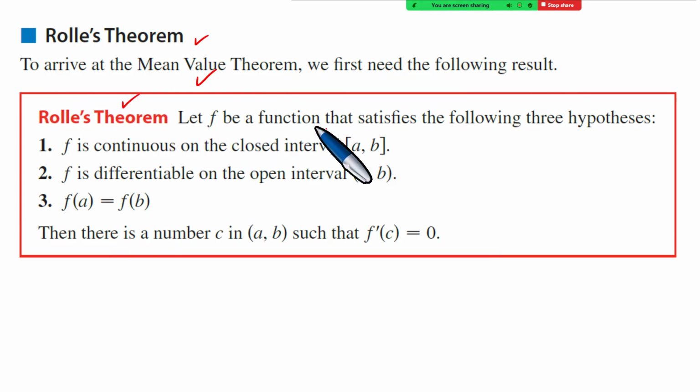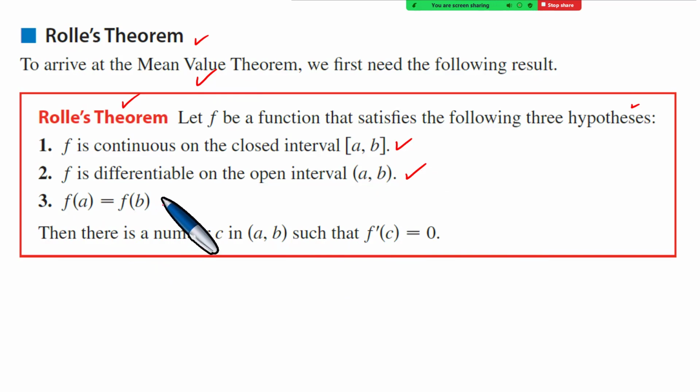All right, let f be a function that satisfies the following 3 hypotheses. What is the first hypothesis of Rolle's theorem? f is continuous on the closed interval. This sounds interesting because when you did the mean value theorem, we discussed the continuity of the function on the closed interval. This was the first hypothesis of the mean value theorem. We just decided to do the mean value theorem first. Second, f is differentiable on the open interval. This is also the second condition of our old friend, the mean value theorem.